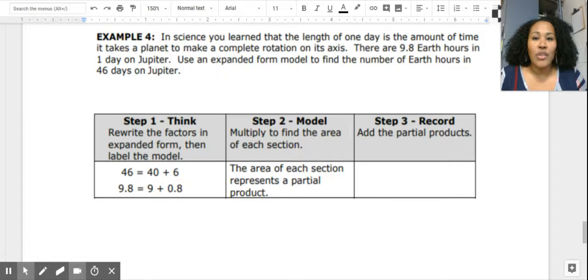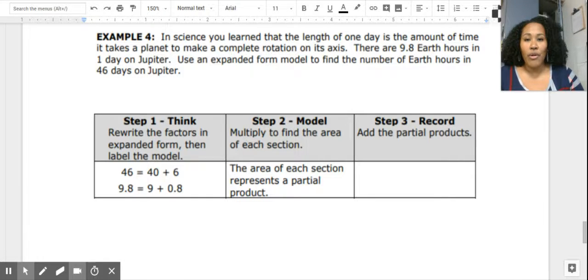So in science, you learn that the length of one day is the amount of time it takes a planet to make a complete rotation on its axis. There are 9.8 Earth hours in one day on Jupiter. Use an expanded form model, so that's how it's different, to find the number of Earth hours in 46 days on Jupiter.